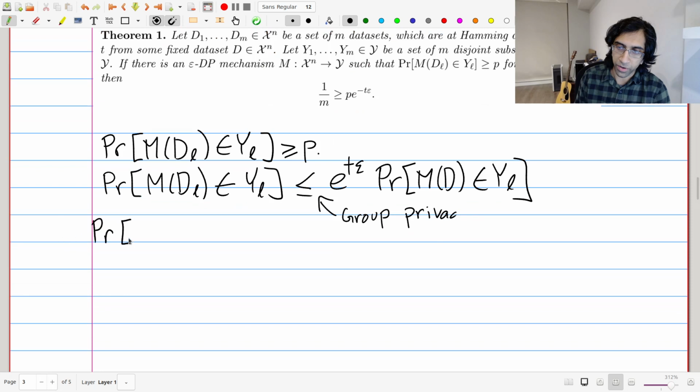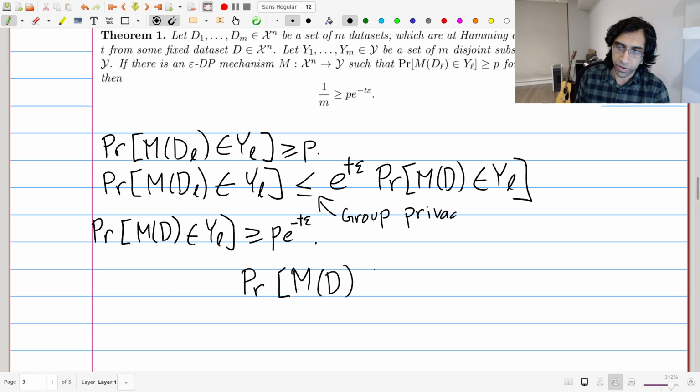It tells us that the probability that M on D is in Y_l is greater than or equal to p times e to the minus t epsilon. That's just combining this and rearranging. Okay, now here's where we're going to use the disjointness, the fact that these Y_l are disjoint subsets of the space. Well, we have the following bound on the probability that M of D falls into the union of these. What do we know about this? The probability that it falls into the union of these possible different outcomes is going to be at most 1, because you can't have a probability greater than 1.